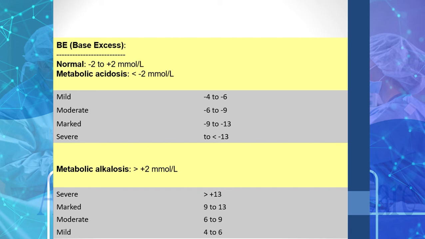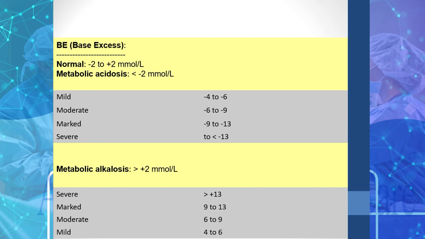In metabolic acidosis, it will be more negative than -2 millimole per liter. And according to it, we will divide acidosis into mild, moderate, marked, or severe. It is mild metabolic acidosis if the base excess is -4 to -6. It's moderate metabolic acidosis if the base excess is -6 to -9. It is marked metabolic acidosis if the base excess is -9 to -13. It is severe if it is more negative than -13.